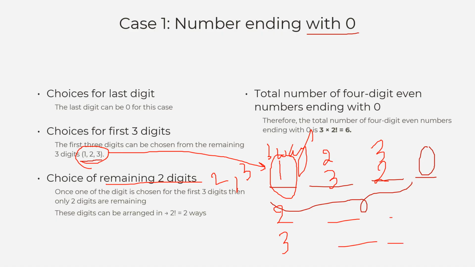If I identify this, the number of ways the first digit can be chosen is 3 different ways, and the number of ways the second and third digits can be chosen is 2 different ways. So the solution for this case is that I can have the first digit chosen in 3 different ways and the second and third digits chosen in 2 factorial ways, which is indirectly 2 ways. When I multiply this, I get a total of 6. So what does this imply? This implies that I can have 6 4-digit numbers which are ending with 0.